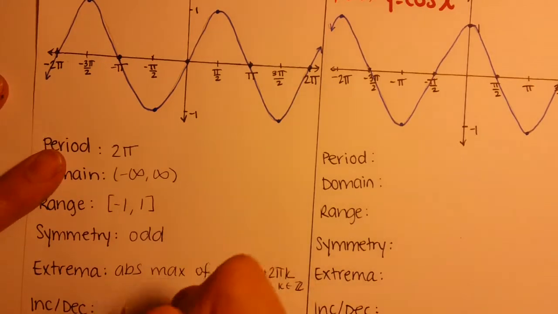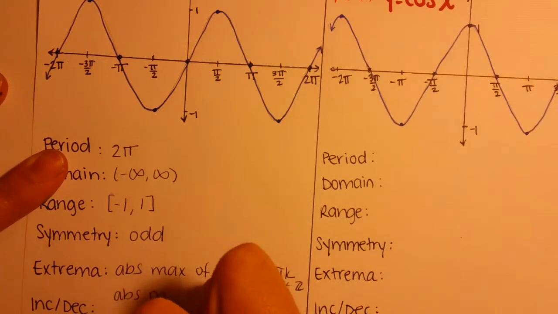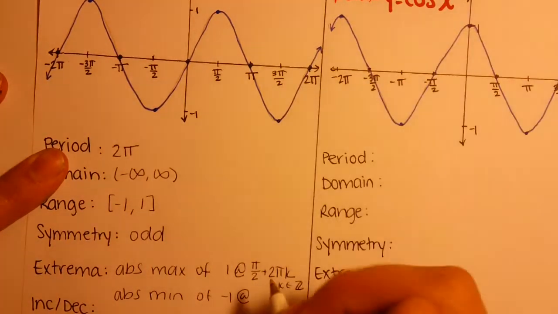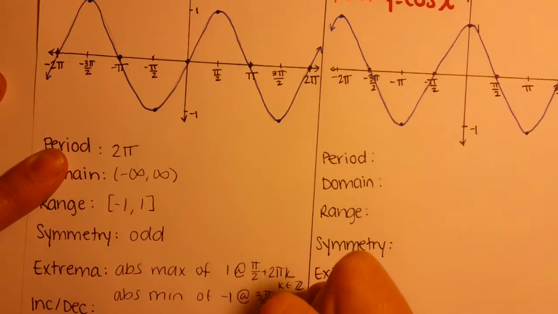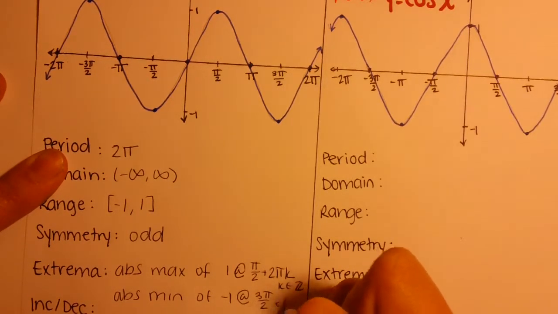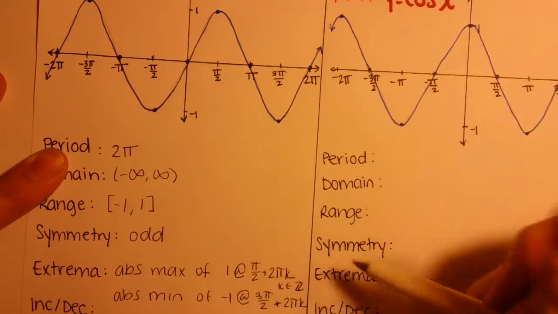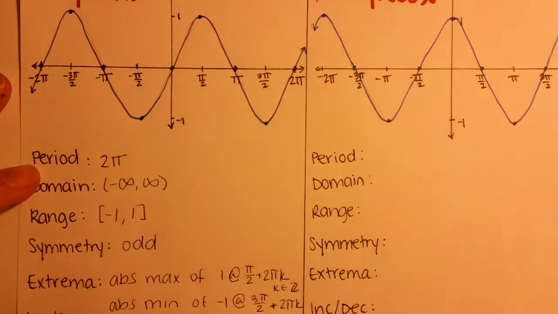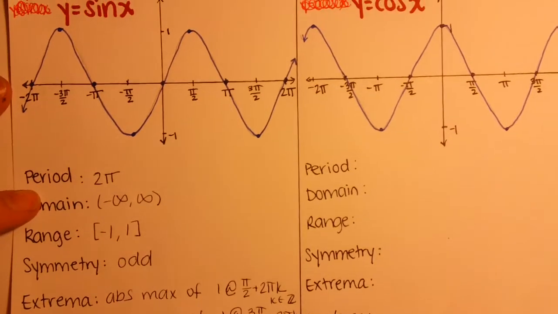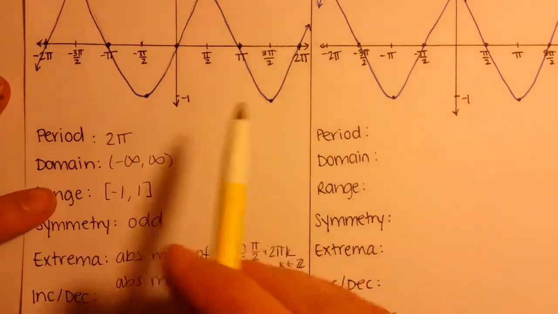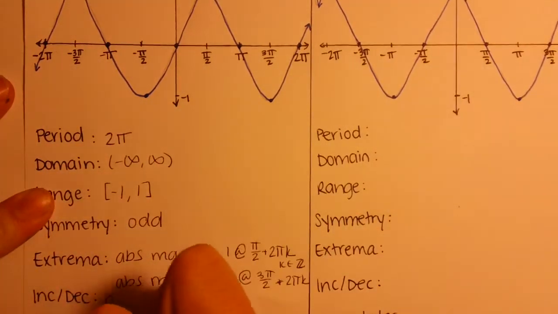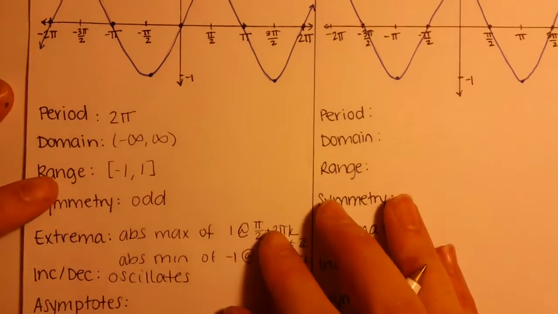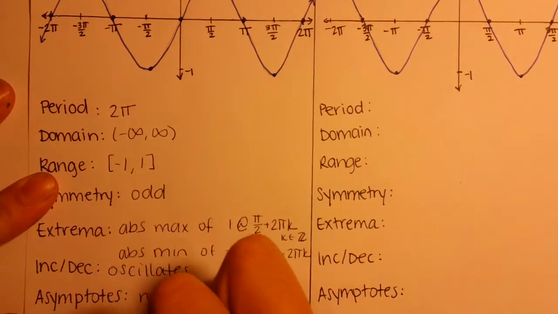We are also going to have an absolute min of negative 1, and negative 1 occurs at 3 pi over 2 plus 2 pi k. And we've already stated that k is an element of the integers, so we can leave it at that. We also want to know for increase and decrease. So our sine function oscillates, so we can just write oscillates, and there are no asymptotes.